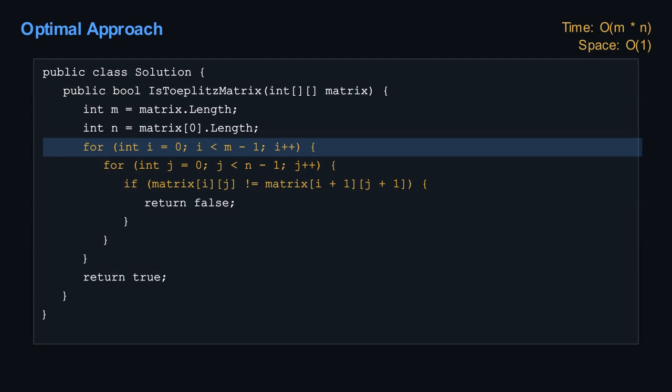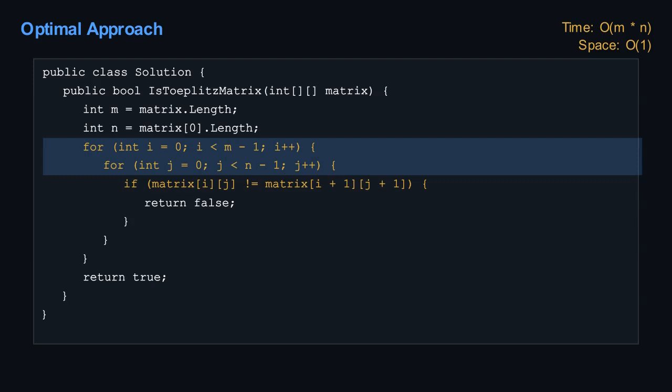Let's walk through the code line by line in words. First, we read the number of rows, call it row count, and the number of columns, call it col count. Then we start a loop with a variable row index that goes from 0 up to row count minus 2, that stops before the last row.